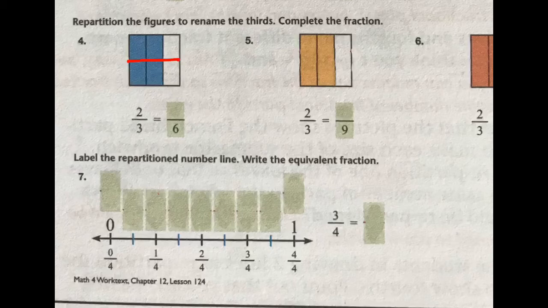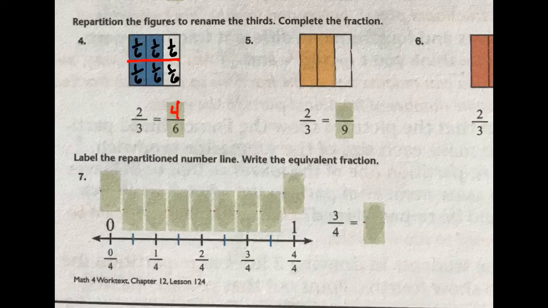Okay. 2/3 would be equivalent to how many? Do you know? Well, let me label these to see if that helps. How many 6ths are colored? You said 4. You are right. 4/6. All right. Let's look at number 5.